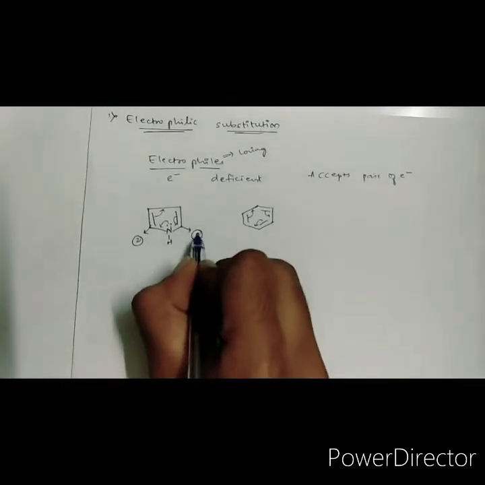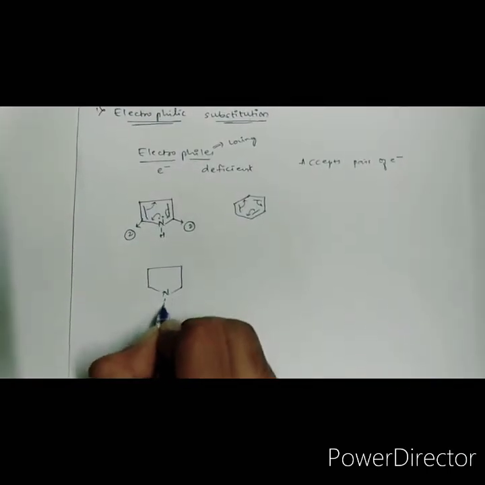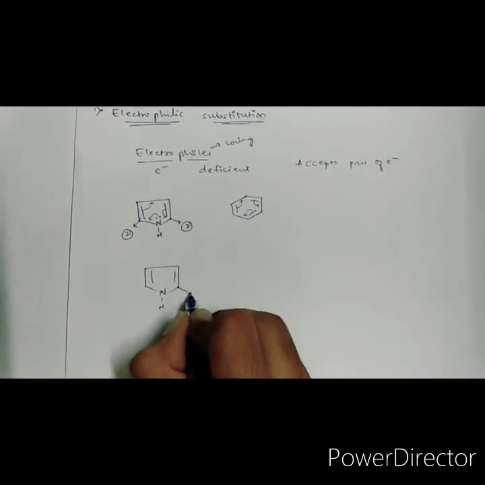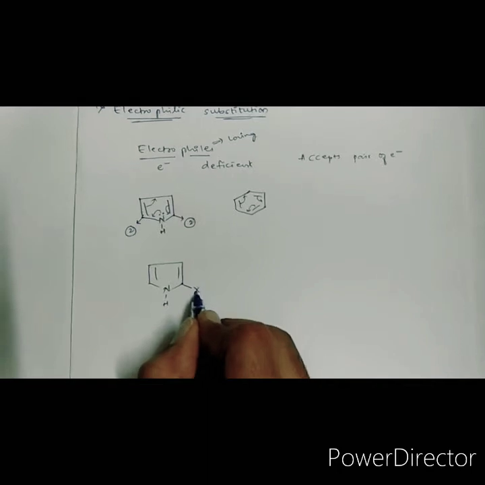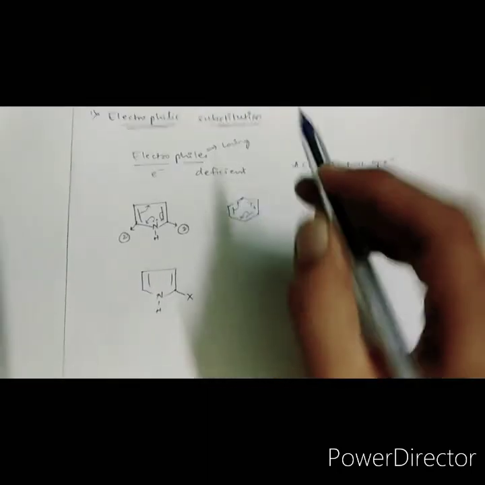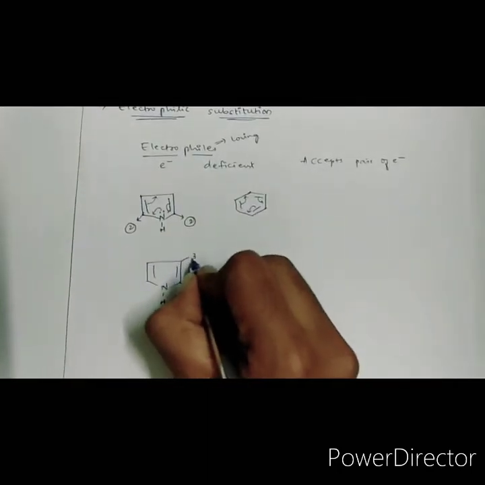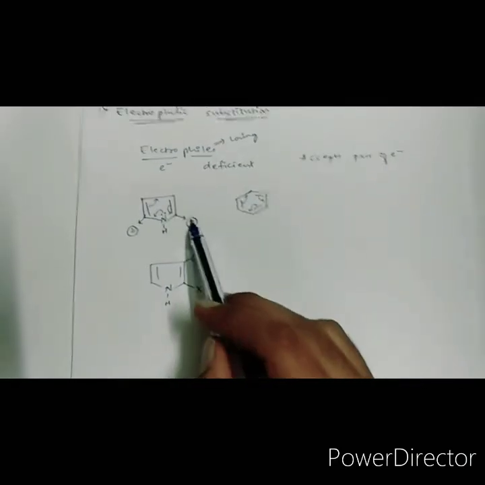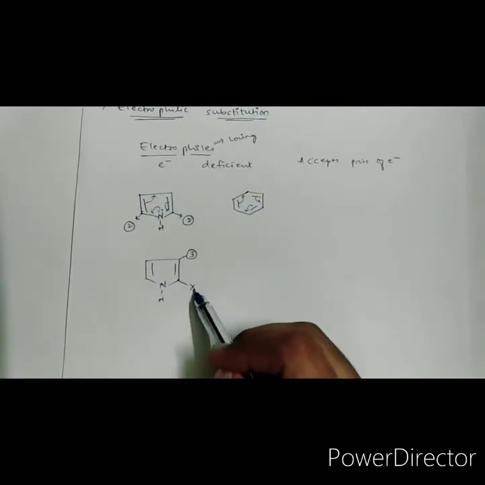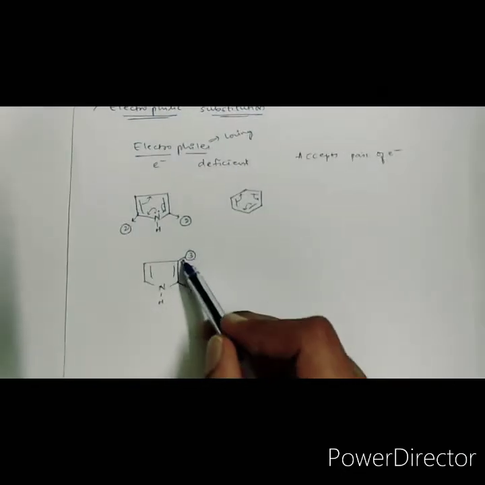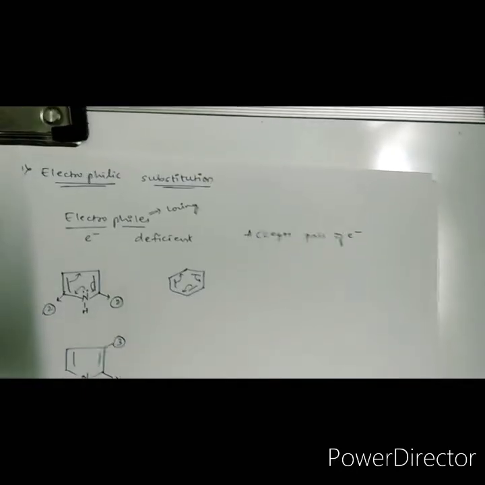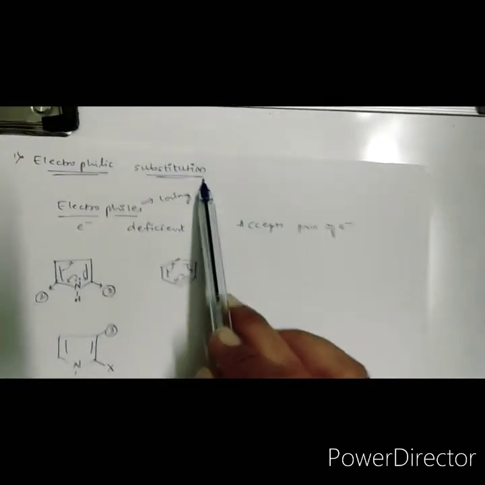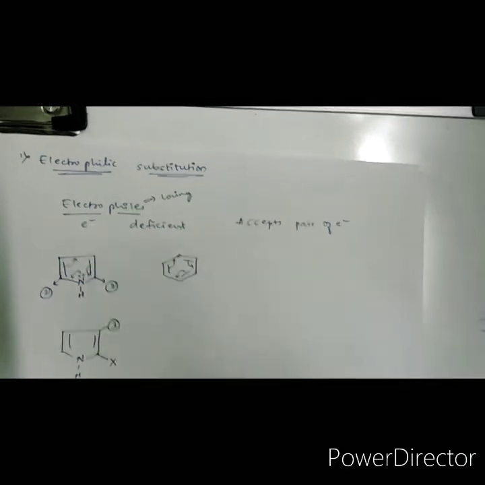If in case the second position is occupied by some other atom, for example, if we guess that this is attached to some atom X, not halogens, it is some atom X, then this electrophilic substitution reaction occurs at position 3. Then if the second position of the pyrrole is occupied by some other atom or some other groups, then electrophilic substitution reactions occur at position 3. So now let us see different electrophilic substitution reactions using different kinds of reagents.